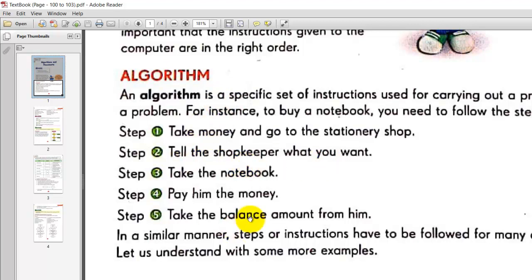When you say example, the example of the notebook, which I explained to you. I hope you all understand properly.